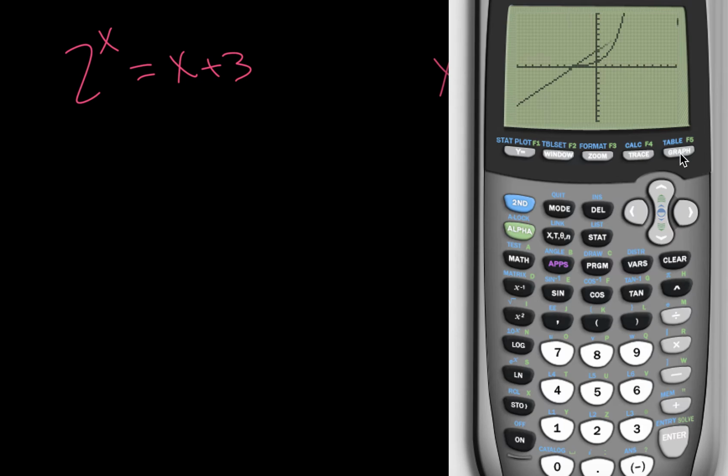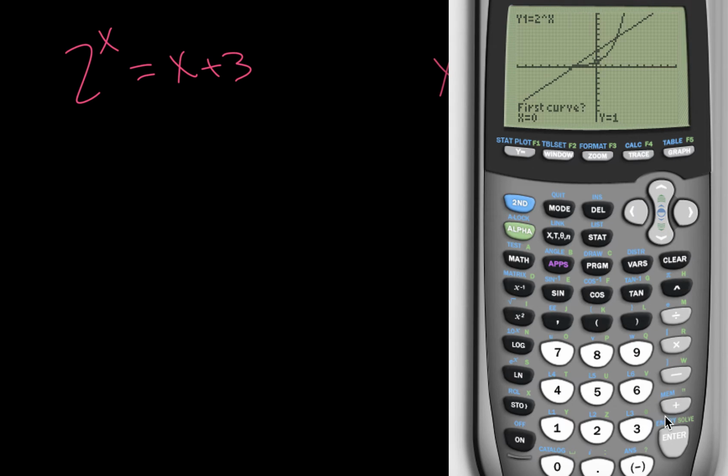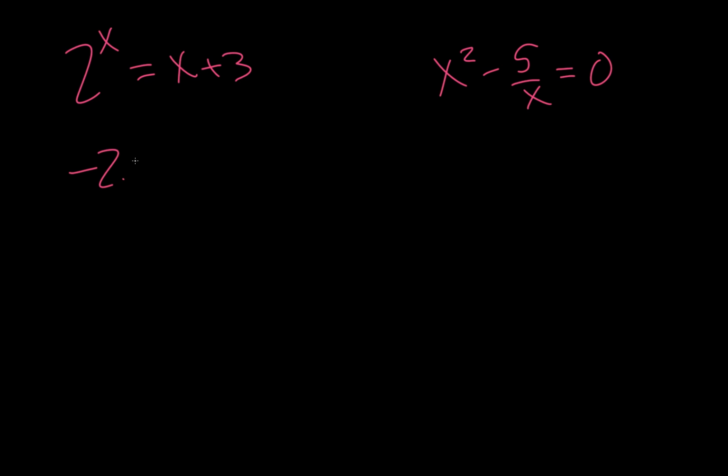Wait for it to graph. Okay, we see that it crosses two different places, so we need to use the intersect function. So we're going to say second calc, go down to intersect, hit enter. We select anywhere on the first curve, anywhere on the second curve, and then we're going to guess where it crosses. All it wants you to do is put the cursor where you think it crosses, hit enter, and we see it's negative right here, negative 2.86. So that's one of our answers.